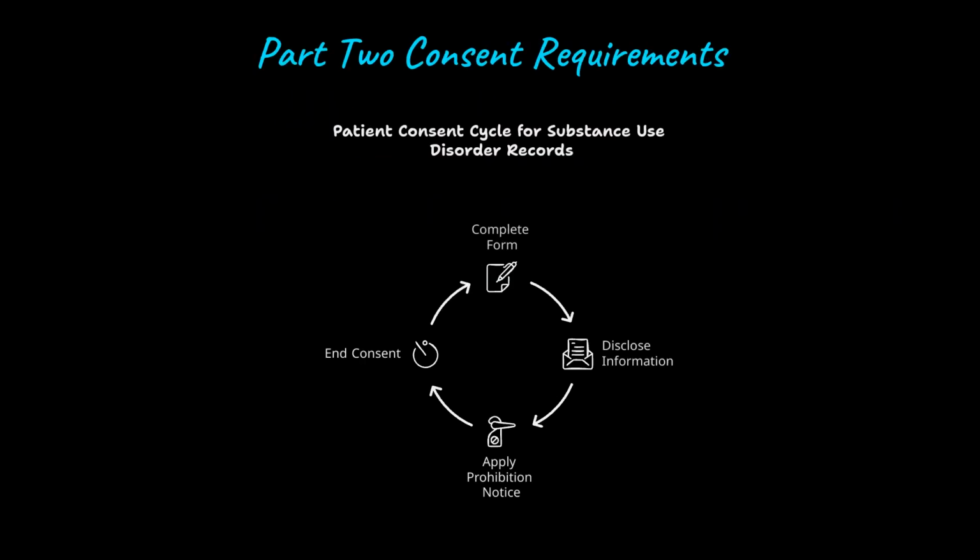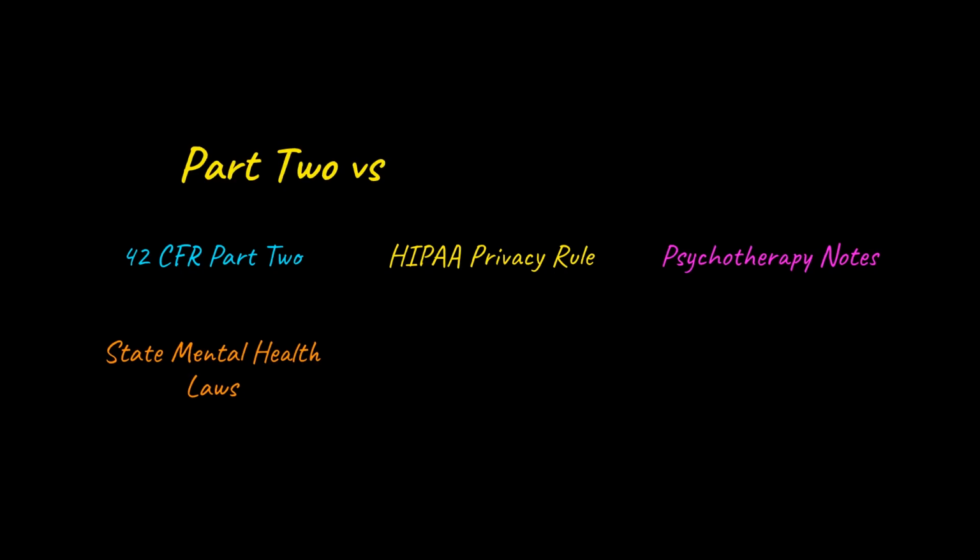Each disclosure under Part 2 requires a written consent form naming the specific recipient, the specific information to be shared, the purpose, and an expiration date. Critically, any record that leaves the program must carry a redisclosure prohibition notice, meaning the recipient cannot pass it along without obtaining fresh patient consent.